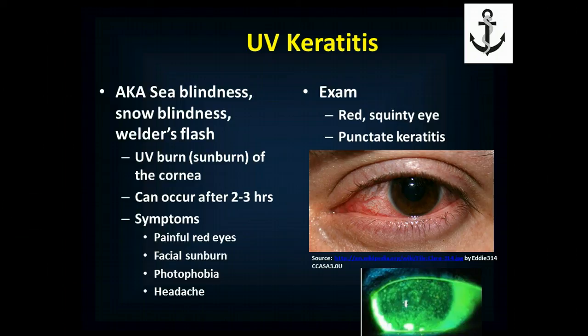It's associated with photophobia. They have a headache, and every patient I've ever seen with this, they come in and can barely keep their eyes open. They're squinty, they're red, and when you put the fluorescein on, they have this punctate keratitis, and that's that bottom image. All those little dots all over the cornea are basically tiny little burns on the cornea, and so they take up the fluorescein in that little dot pattern. And so these people are pretty miserable.